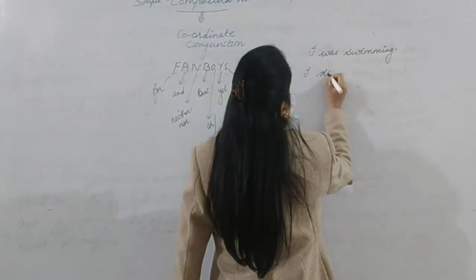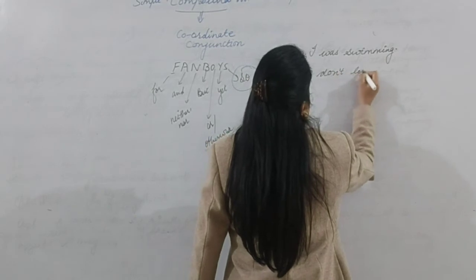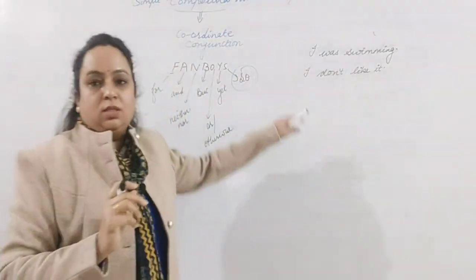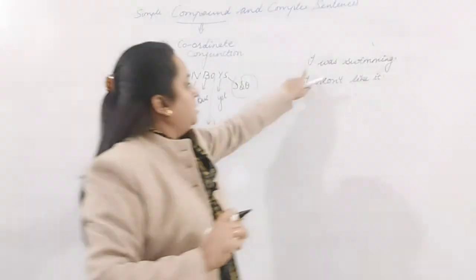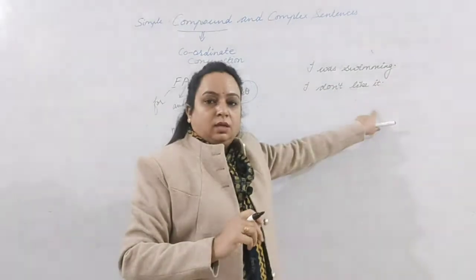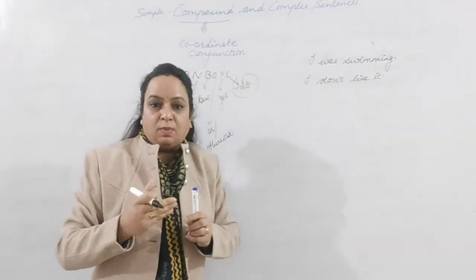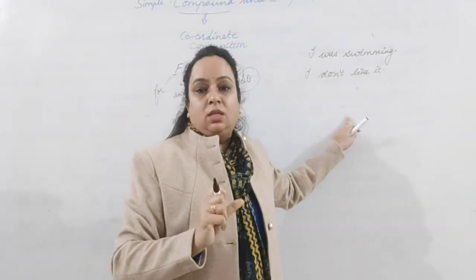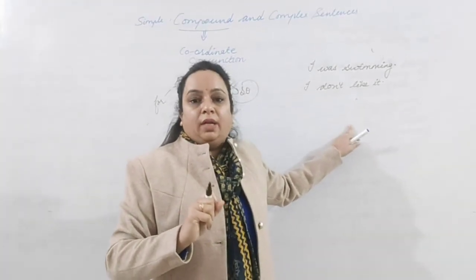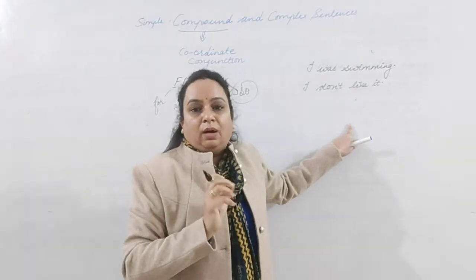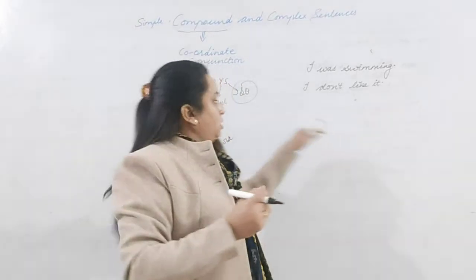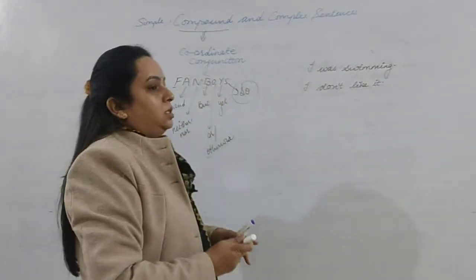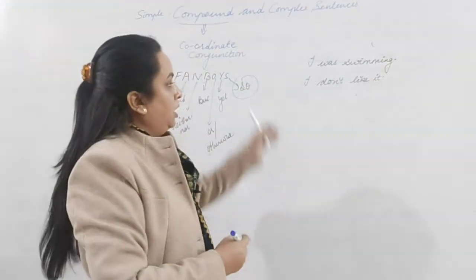I don't like it. So what is this? This is also a simple sentence. I was swimming. I don't like it. That's what? It's a contrast in the statement. Both the statements are contrast. So when there is contrast, right, and we want to join the sentences as a compound sentence, what do we have to choose? That's what? But, right?